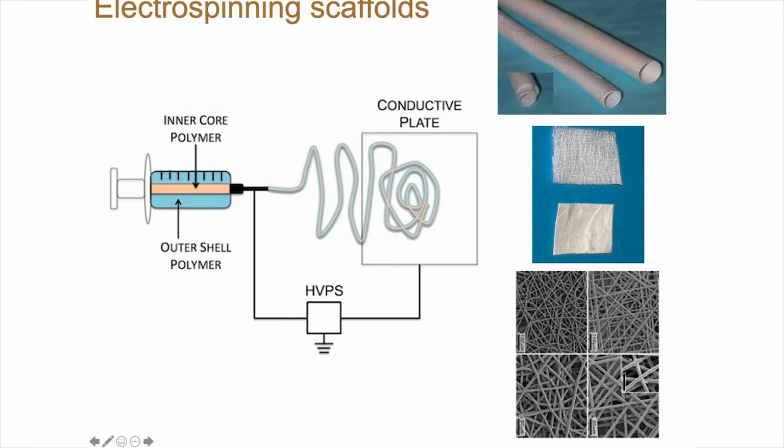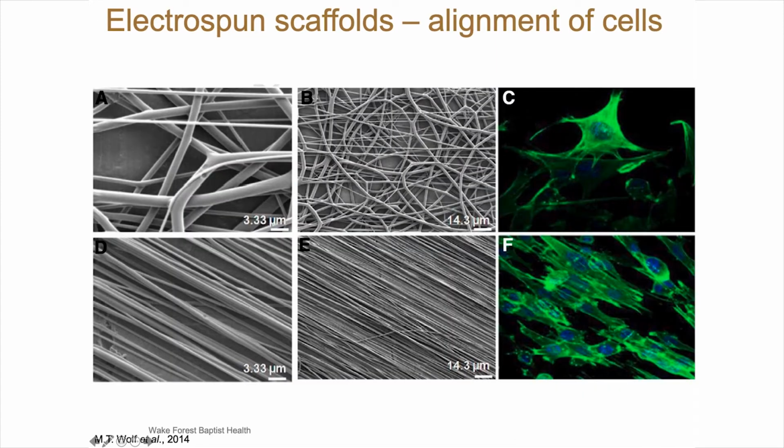And why is that important? Well, if you look at this paper published in 2014, this is for skeletal muscle stem cells. And what they showed was that if they use a misaligned electrospun scaffold, the cells grew like this. So the cells are misaligned. But if you use a scaffold that has these fibers that are aligned, then the cells align with the fibers. And this is very important, especially for tissues like skeletal muscle, where all the muscle fibers have to be aligned or you won't get proper function.